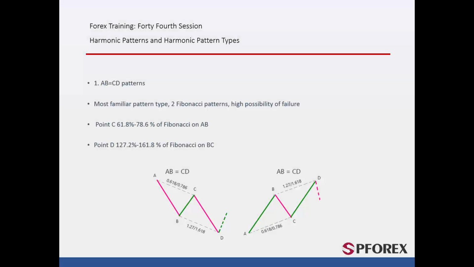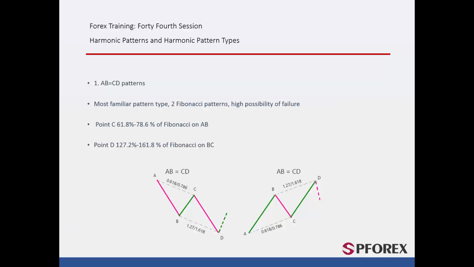The AB equals CD pattern is one of the most popular types of harmonic patterns, which has a similar structure to the other harmonic pattern types. As illustrated on the graph, the Fibonacci patterns must be drawn on 3 swings. If the first Fibonacci is drawn on the AB swing, then the trend must return to an area between 61.8% and 78.6%. A reversal point on this region, called C, causes the trend to change its direction.